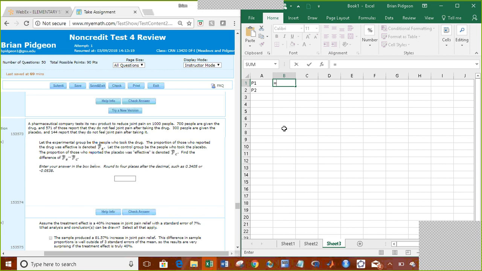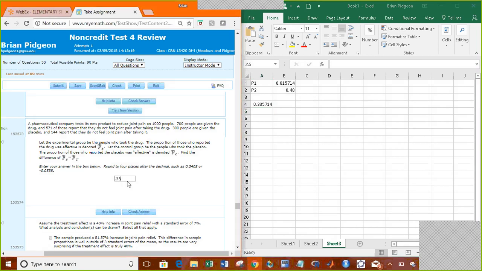So our p-hat1 is the people who are given the drug, and 571 of them do not feel joint pain. Of the placebo group, which was 300, 144 out of the 300 did not feel any pain. And so what we're looking for is the difference: the drug group reported as effective, the control group being the placebo. To find the difference, it's just subtract the 2. Do 1 minus the other. 4 decimal places, so 0.3357.